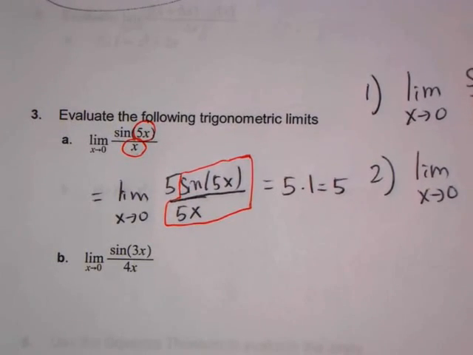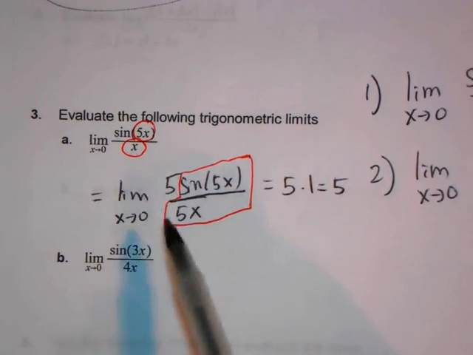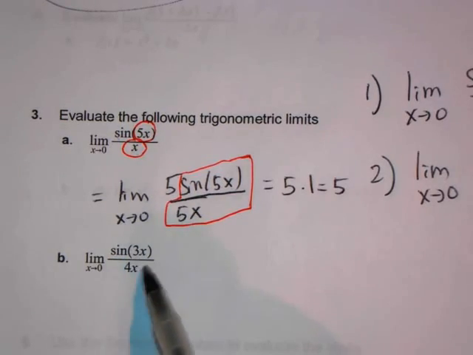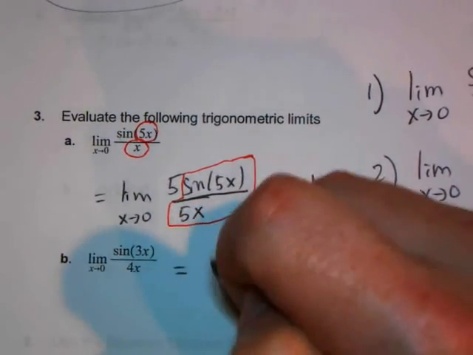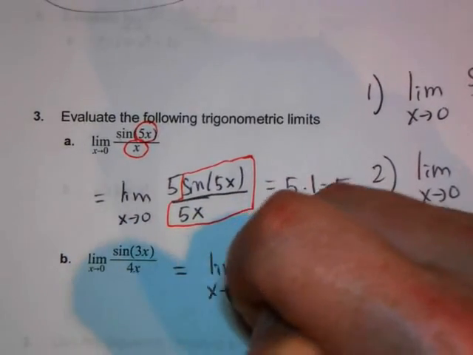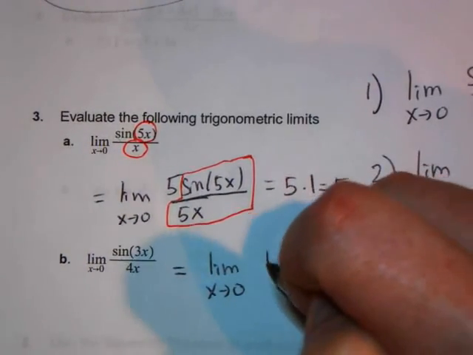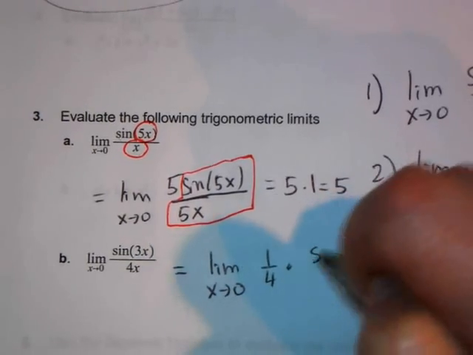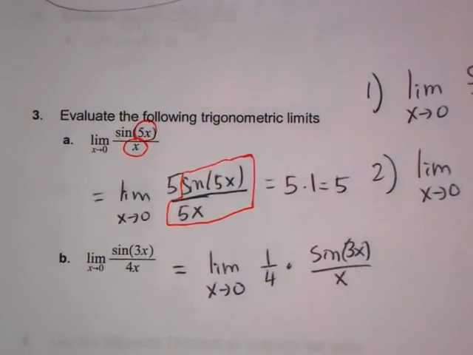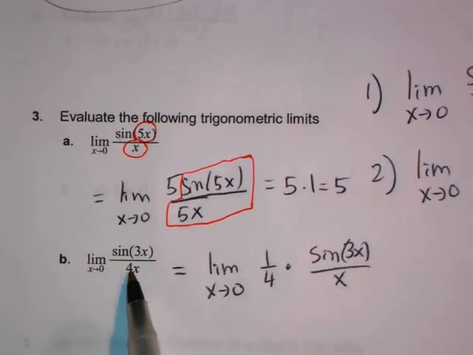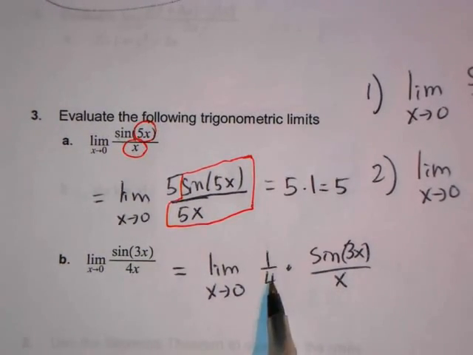Part B, kind of a similar situation. We have a 3x here, we've got a 4x there. We really need those to be the same. What I would do on this one is I would rewrite this as a limit as x goes to 0 of 1/4 times sine of 3x over x. So I started by taking this 4 here and moving it out, writing it separately.